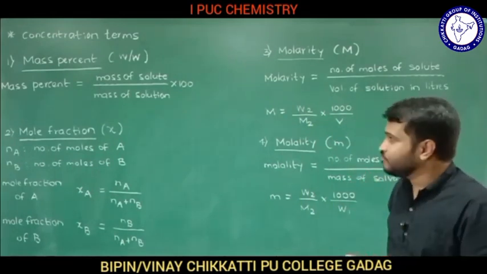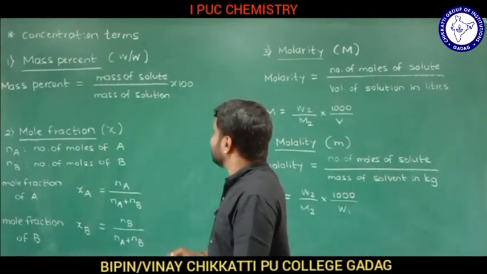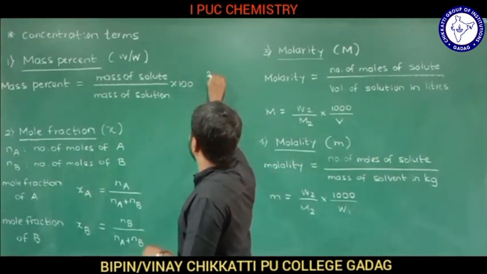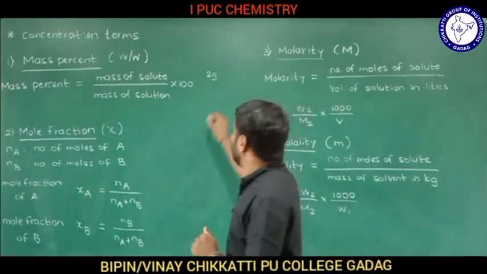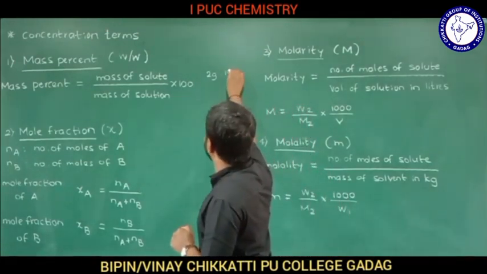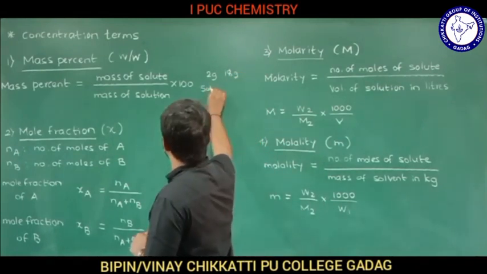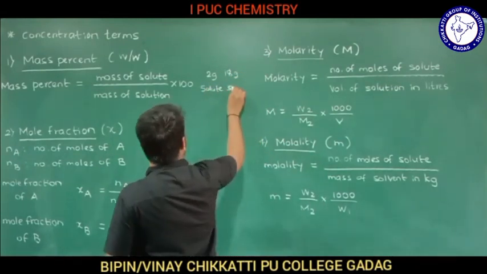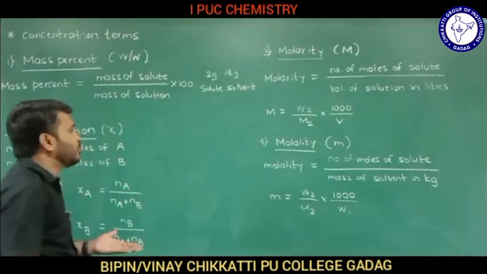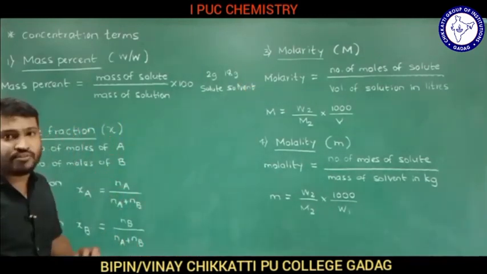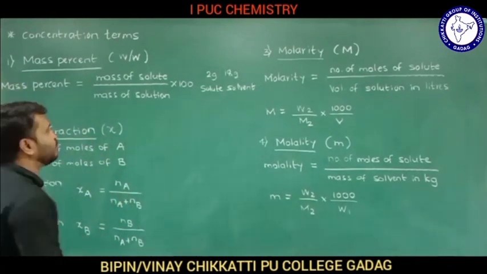One example I am going to give you here, in case of mass percentage. Let us assume 2 grams of a solute is going to be dissolved in 18 grams of a solvent. What would be the mass percentage, and how to solve that one?